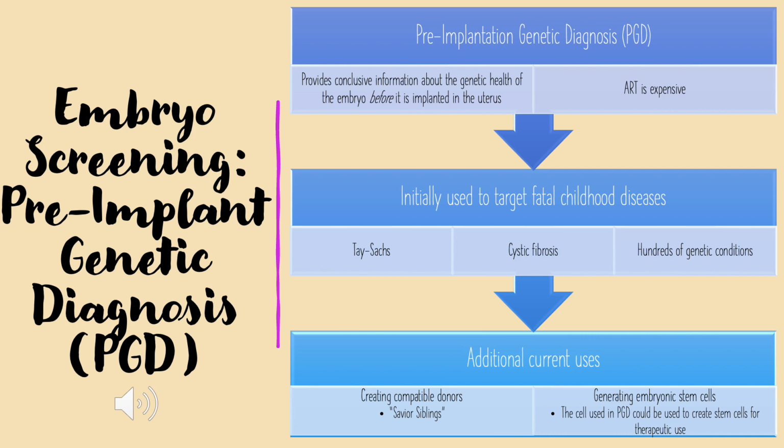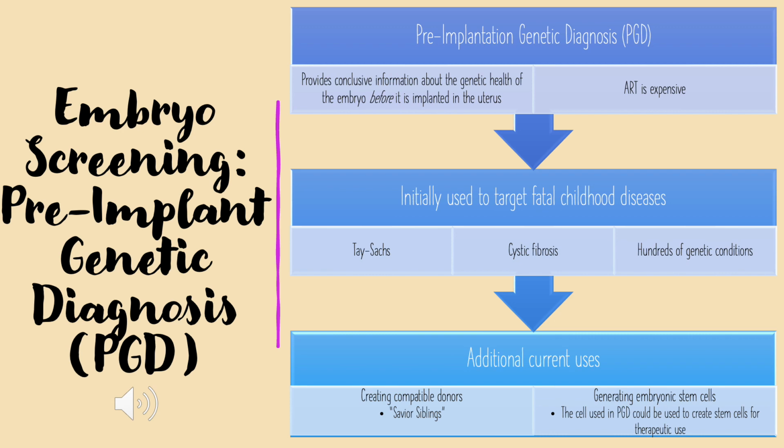Embryo screening really began as pre-implantation genetic diagnosis, PGD. And the idea behind PGD was to provide conclusive information about the genetic health of the embryo before it was implanted into the uterus. And this was initially done because ART was very expensive, and it still is, and it's not covered by most insurances.